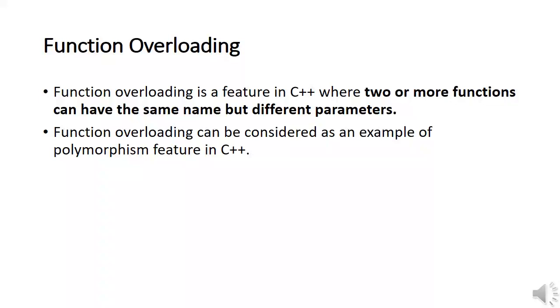Polymorphism is nothing but an ability to take more than one form. That is, here the same function can produce different output values or can behave in different ways based on the argument we are passing.